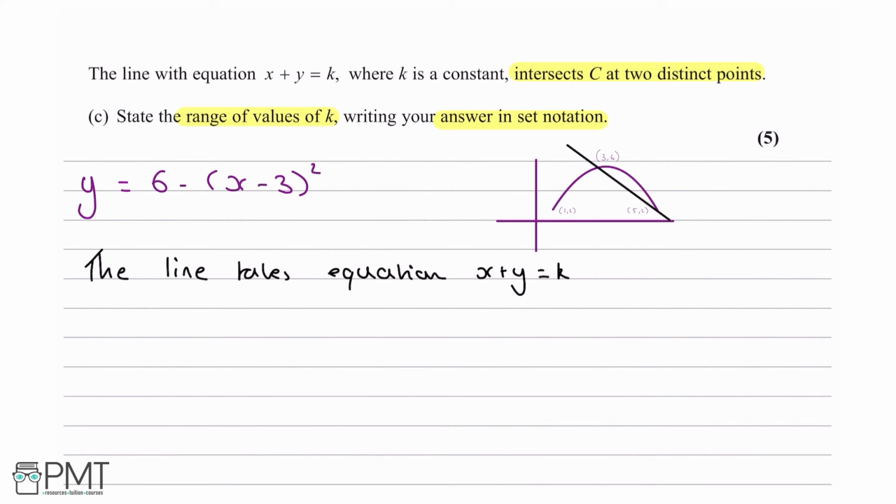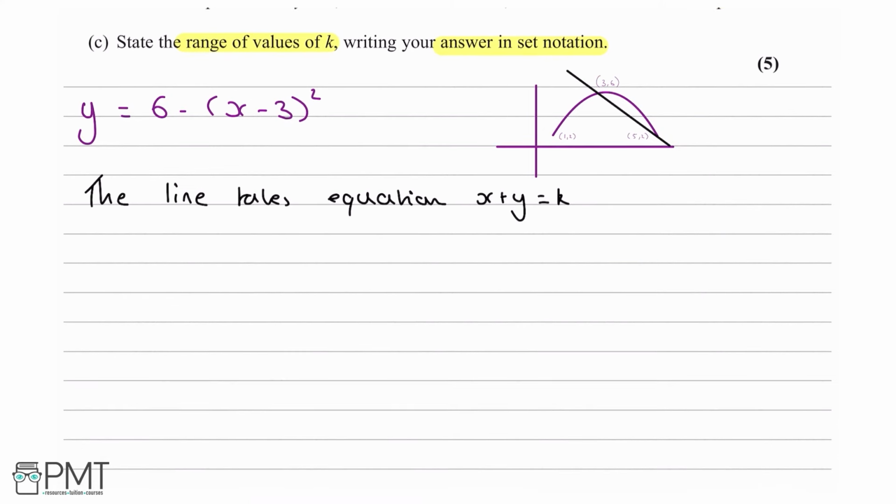So what we're going to say is the first time 2 intersections occur is at 5, 2. So at point 5, 2, we have our first instance of the equation x plus y equals k intersecting with our curve C twice.